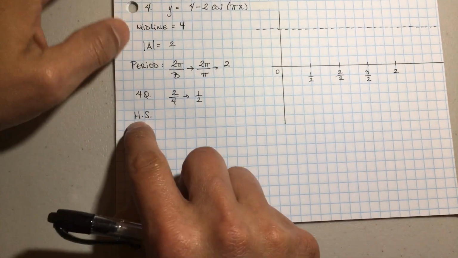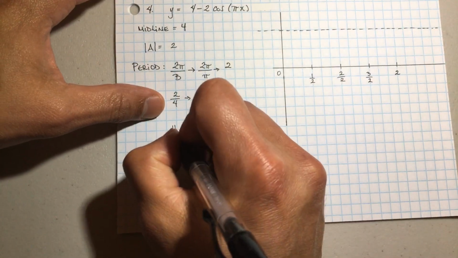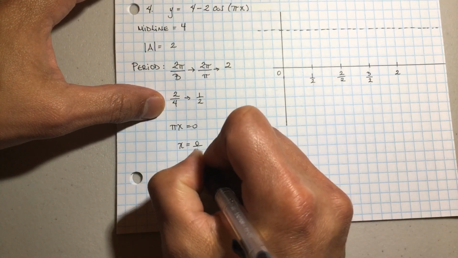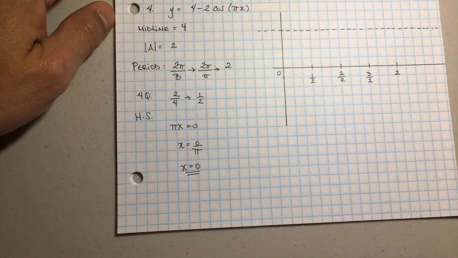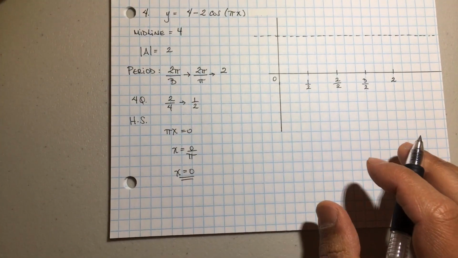Cool. Now, what about my horizontal shift? Take whatever's inside, pi x. Cool. Set that equal to 0. That means we're going to divide 0 by pi. Well, that means we get 0. That means we're not shifting it either left or right. We're just going to leave it. So great. So let's go ahead and start graphing it.